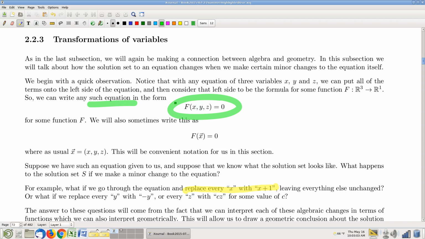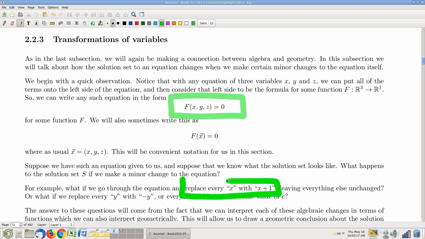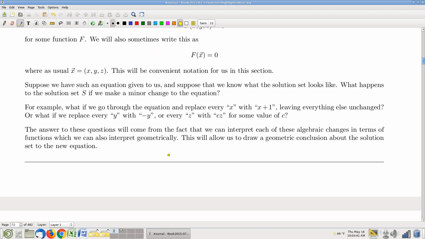So I want to consider the question of what happens. Let's suppose that I know what the solution set to this looks like. This is a familiar equation with a familiar surface. What happens if in that equation, everywhere I see an x, right, I replace it with x plus 1. So the resulting equation is going to look a lot alike this one that we started with, but with this key difference that every x has been kind of erased and replaced with x plus 1. So we want to know what does that do to the solution.